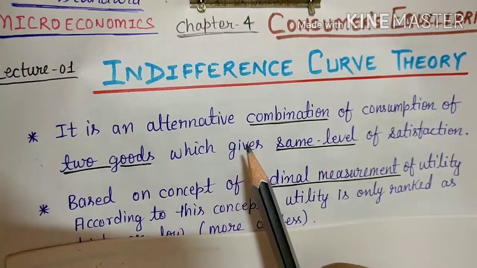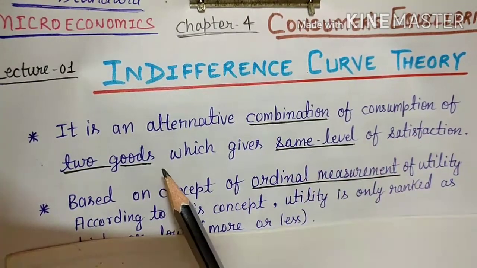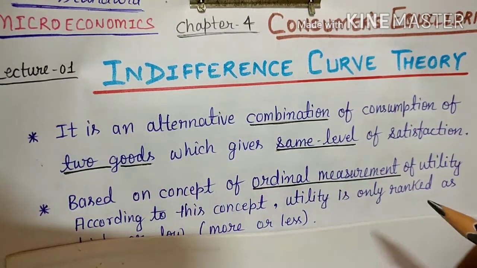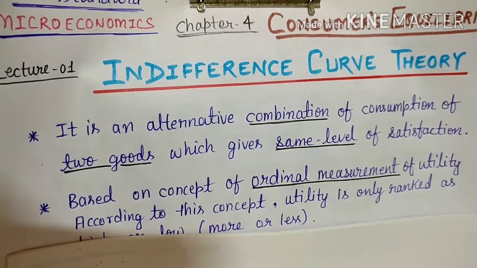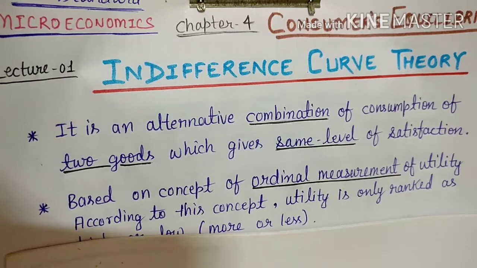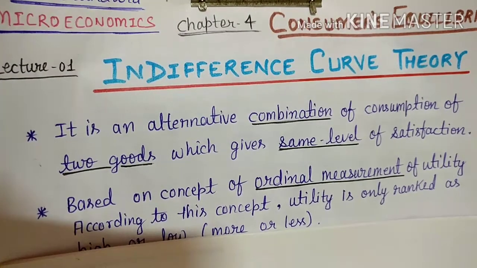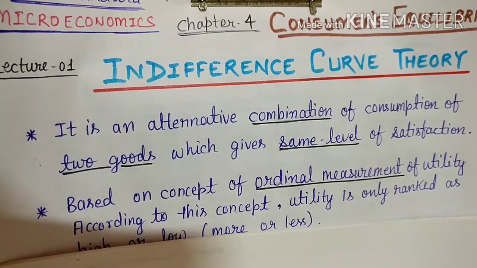It is an alternative combination of consumption of two goods which gives the same level of satisfaction. Suppose that you are going to the market to purchase two goods, say apple and orange, and you are purchasing some combination like this. You are taking 3 units of apples and 5 units of oranges. That combination is giving you full satisfaction.